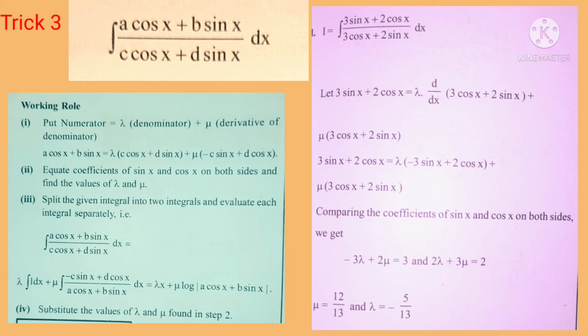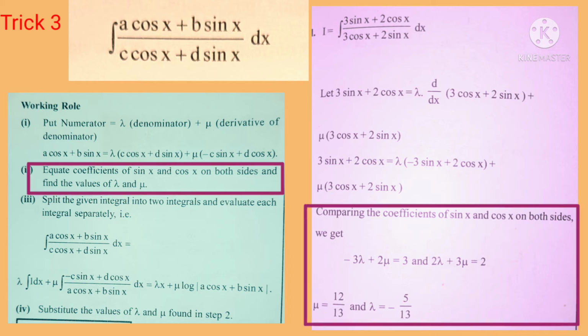Now the second step: equate the coefficients of sin x and cos x on both sides and find the values of lambda and mu. How we need to equate sin x and cos x, I have shown with the examples. Basically we used this in partial fractions. We can find the values of lambda and mu, and I have just separated them with lambda and mu as I have shown with the examples.